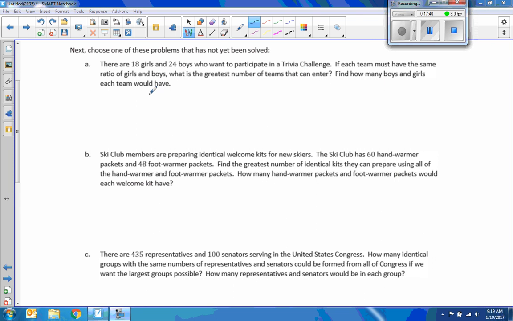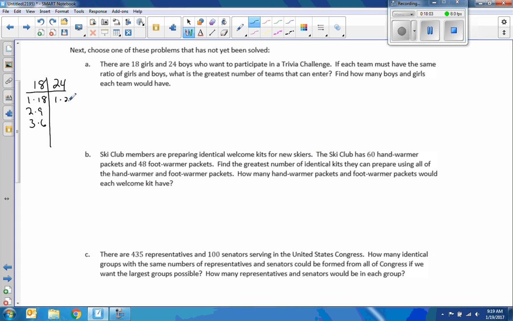Okay, so in order to solve this, we need to find the greatest common factor of 18 and 24. So, 18 is 1 times 18. It's even. 2 times 9. 3 times 6. 4, no. 5, no. 6 is a repeat, so we're done.